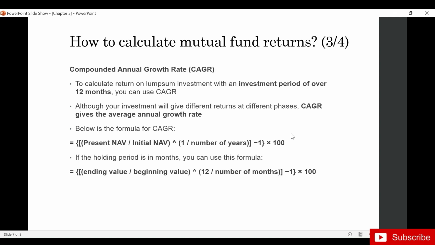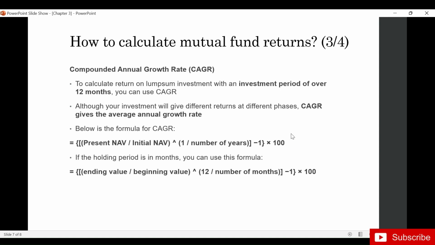The next method for computing the mutual fund return is compounded annual growth rate, which is also called CAGR. So this is used when the investment period is more than 12 months. And although the investment might give different returns in different time periods, the CAGR always tells you the average annual growth rate. And what is the formula for CAGR? So the formula is the present day NAV divided by the initial NAV raised to the power 1 upon the number of years, minus 1, into 100.